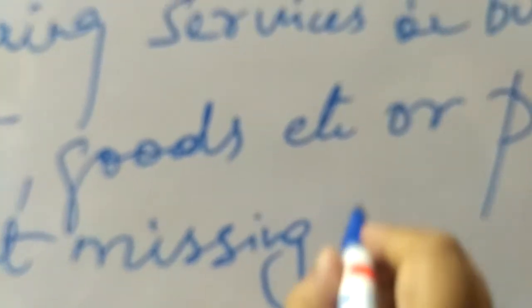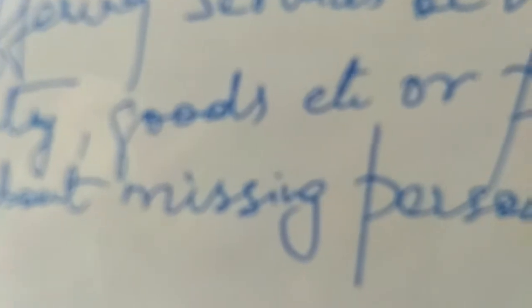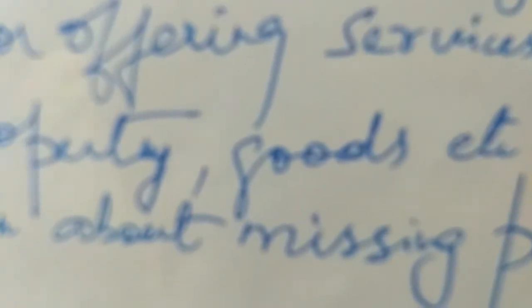Or providing information about missing person or objects. So kindly understand this. This is very, very important, students. What is advertisements? What is the aim behind giving advertisements in the newspapers or magazines?